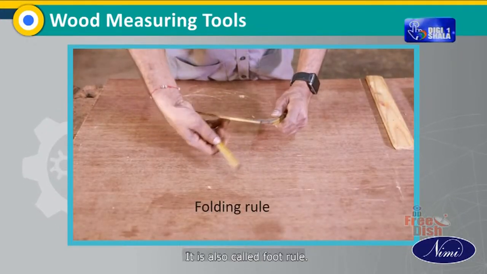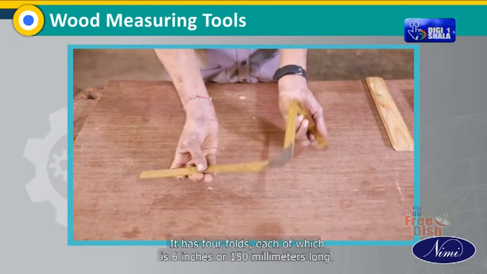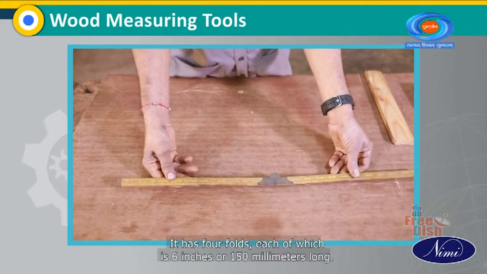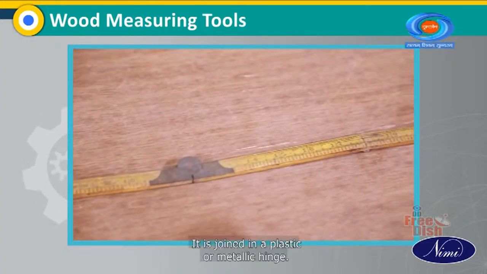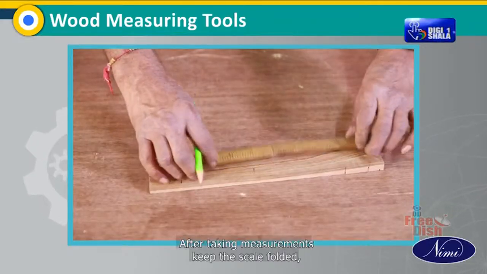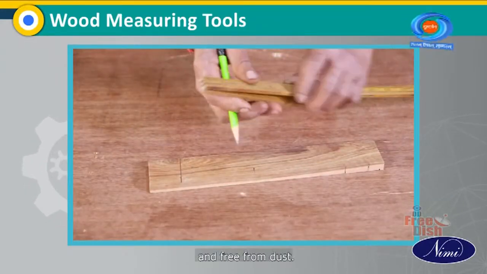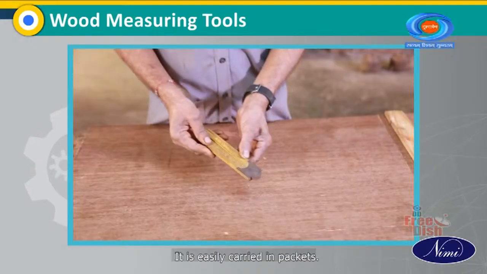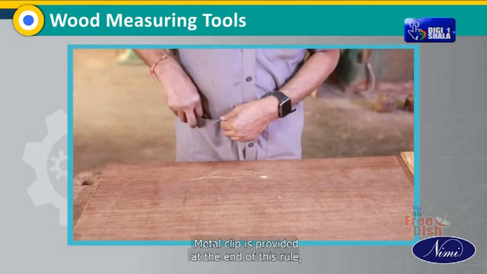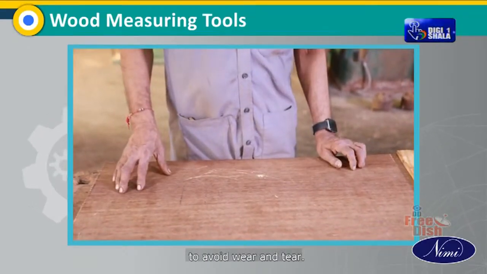Folding rule. It is also called foot rule. It has 4 folds, each of which is 6 inches or 150 millimeters long. It is joined in a plastic or metallic hinge. After taking measurements, keep the scale folded and free from dust. It is easily carried in pockets. A metal clip is provided at the end of this rule to avoid wear and tear.